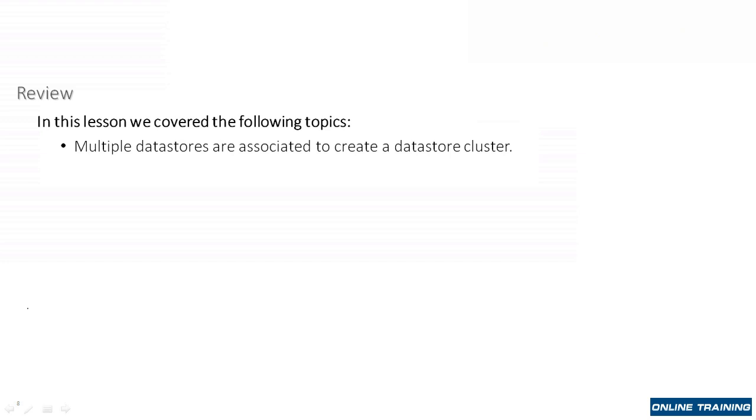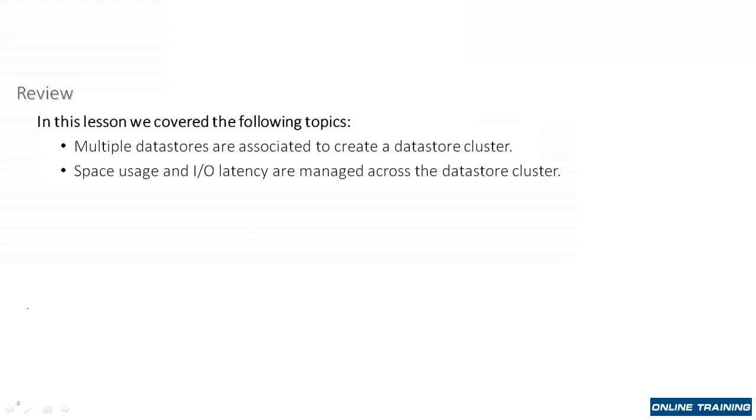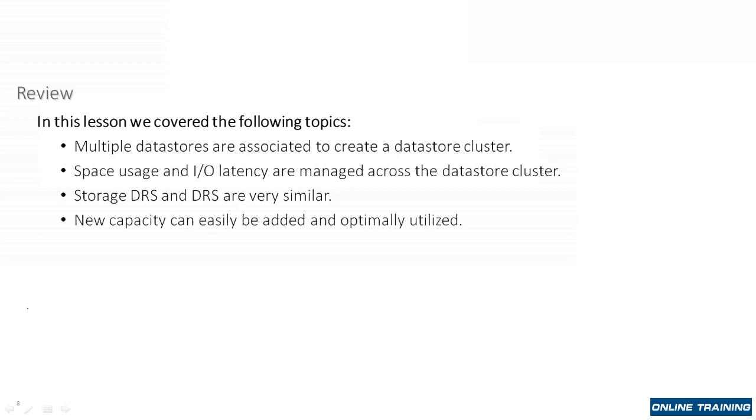So anyways, in review, in this lesson, we learned about the following topics. We can have multiple data stores associated to create a data store cluster. And then we can monitor space usage and I/O latency across that data store cluster and carry out recommendations. Very similar to DRS that we use with our hosts. We can carry out these recommendations and use storage vMotion to migrate virtual machines around. We can always add more data stores to a data store cluster as we need to. And again, the underlying mechanism for these moves is storage vMotion.